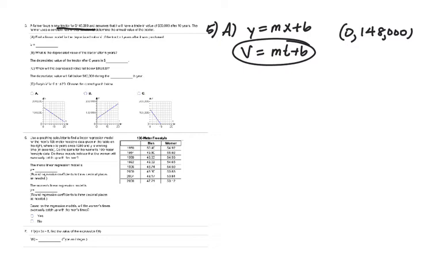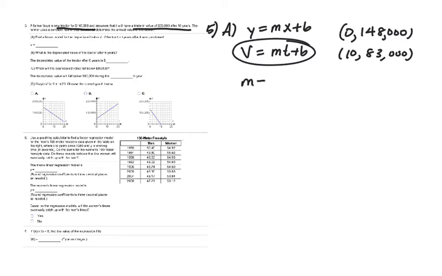Okay. And then it says that this tractor will have a trade-in value of $83,000 after 10 years. So our time will be 10 years at 83,000. Okay, so we'll use those 2 points to first find the slope or the rate of change in the value with respect to years or with respect to time.